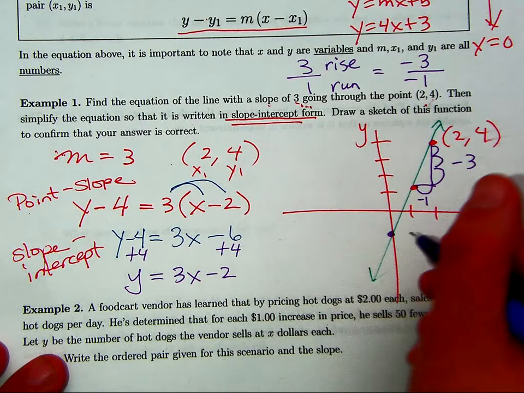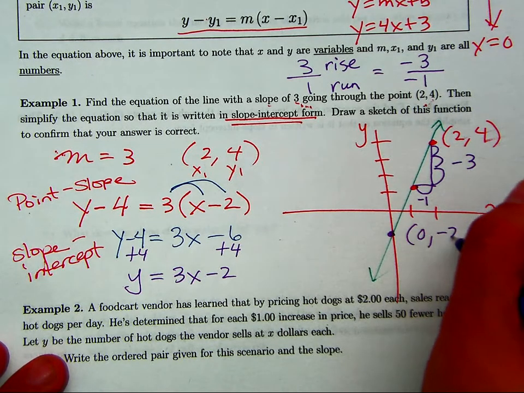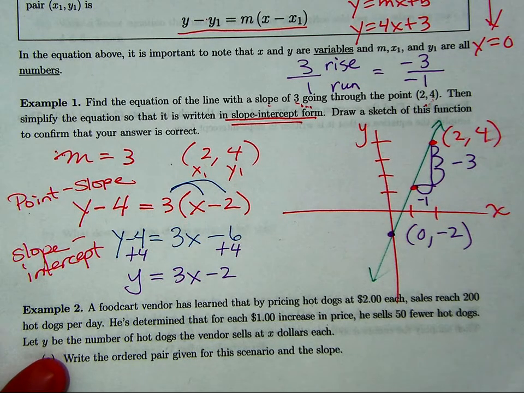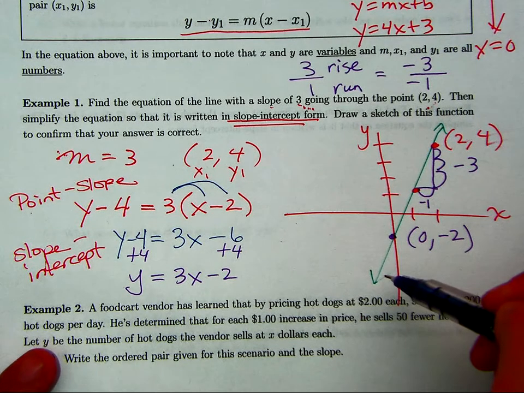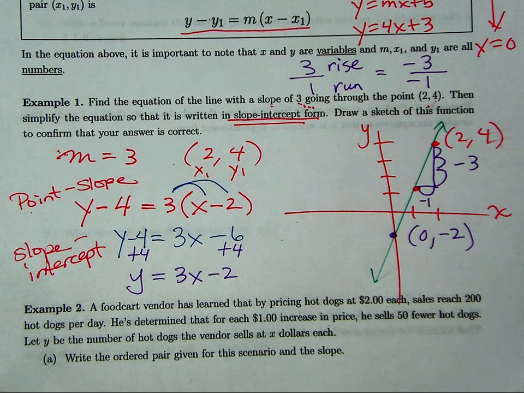So that's the y-intercept there would be 0, negative 2. And that has a slope of 3. Does that make sense, what I did just there? Okay.